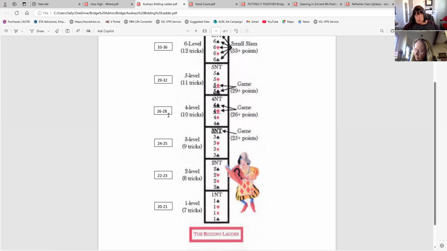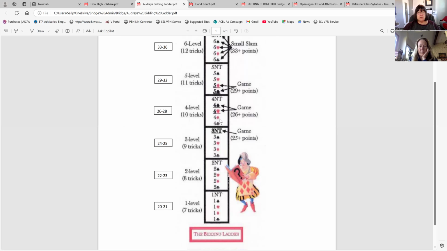If we have even more points, 25, 26, then we're talking about the 4 level. And at the 4 level is where you can make a game in spades or hearts. You need to have about 25 or 26 points for any of the games. 3 no trump, 4 hearts, 4 spades. If you don't have that many points, then you want to stop as low down the bidding ladder as you can without going to game.